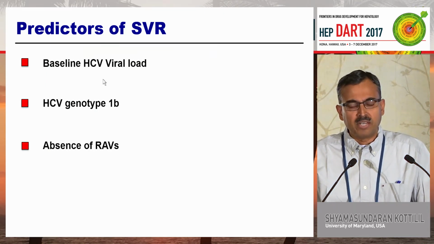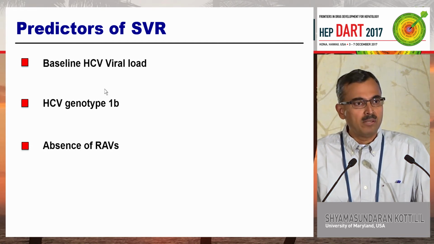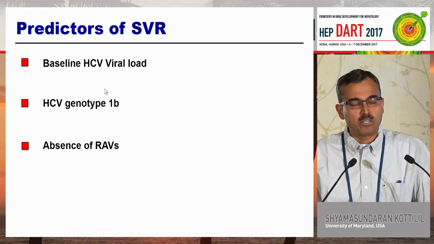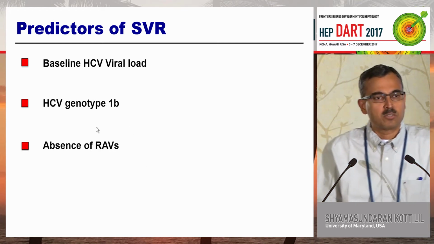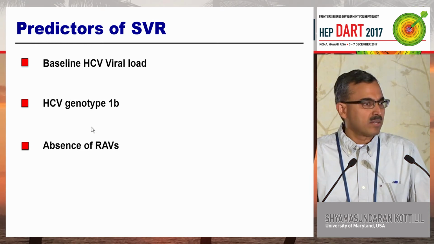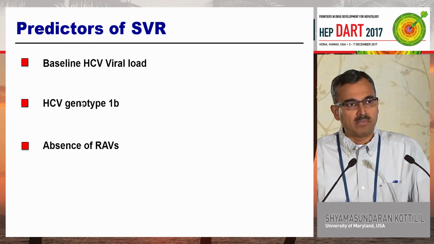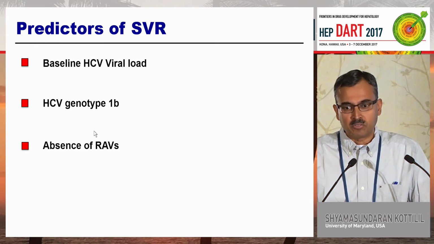What we've learned from all these studies is that lower baseline viral load is a good sign. Genotype 1b is favorable; genotype 1b patients respond better. Absence of high resistance-associated variants, particularly to NS3 and NS5A, is also predictive of good response to treatment.